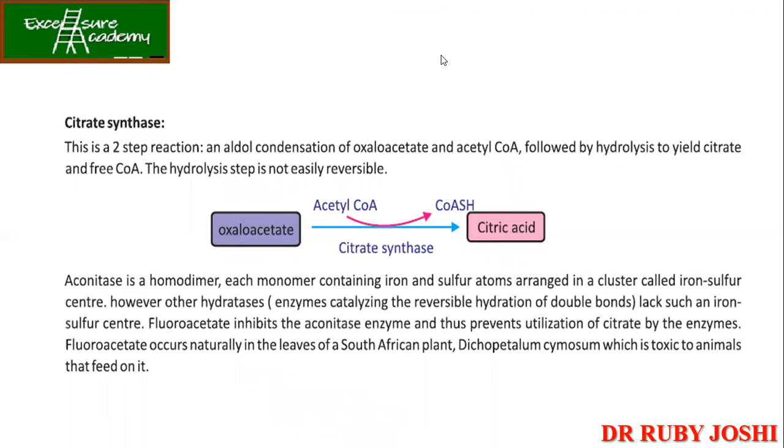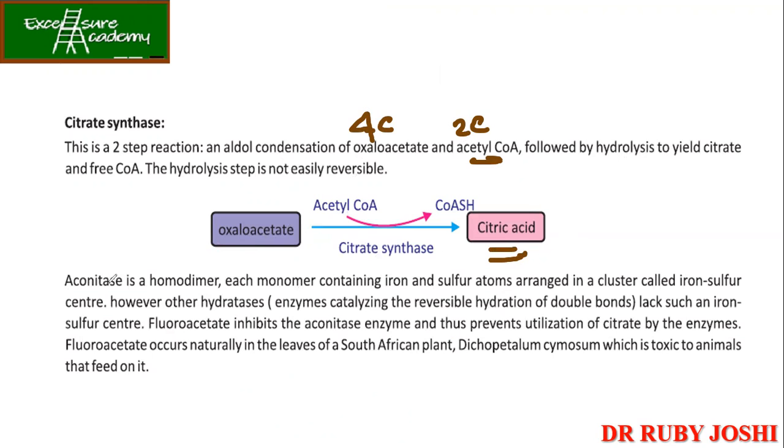Now citrate synthase. This is a 2-step reaction: an aldol condensation of oxaloacetate and acetyl-CoA, 4 carbon and 2 carbon, followed by hydrolysis to give citrate and free coenzyme A. The hydrolysis step is not easily reversible. So what do we get? Oxaloacetate along with acetyl-CoA is going to give you citric acid.